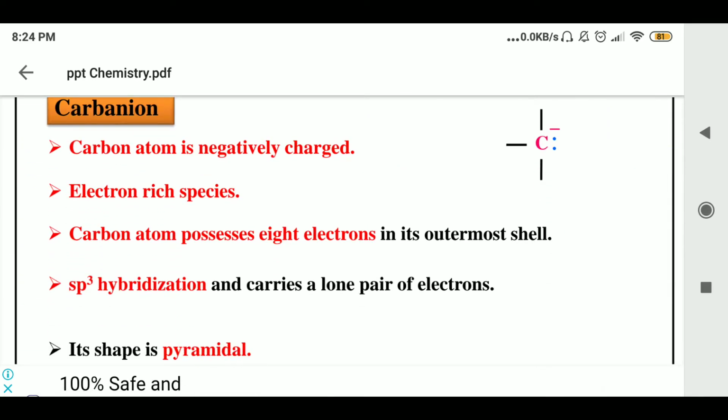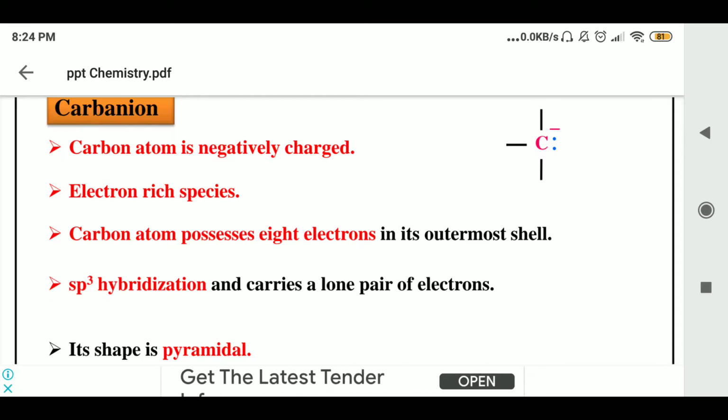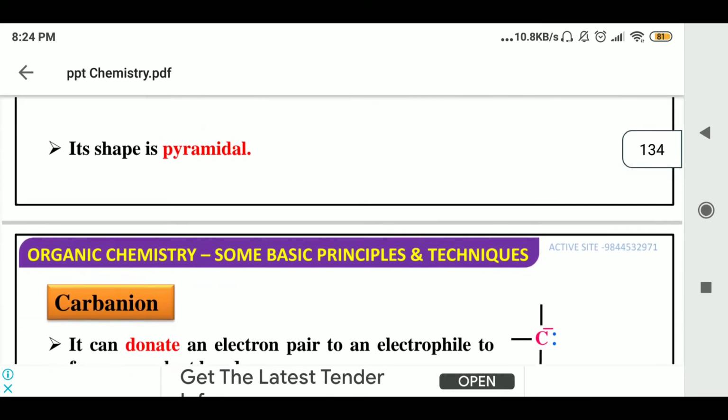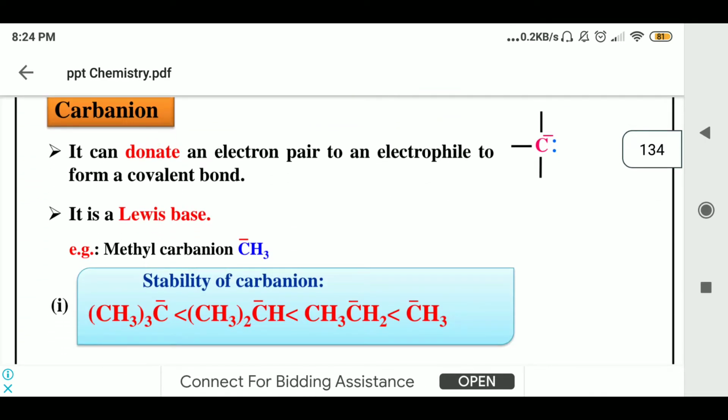Now similarly talking about carbanions, as the name itself is self-explanatory, the carbon atoms which are negatively charged ions are known as carbanions. They are electron rich species, and the carbon atom possesses 8 electrons in its outermost shell. Okay, so these are sp3 hybridized, and it carries a lone pair of electrons. Its shape is pyramidal. So carbanions are Lewis bases because they contain a lone pair of electrons.